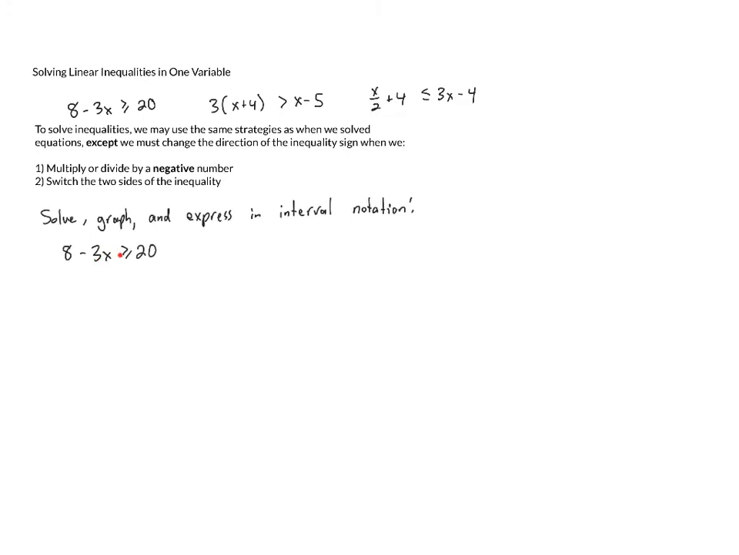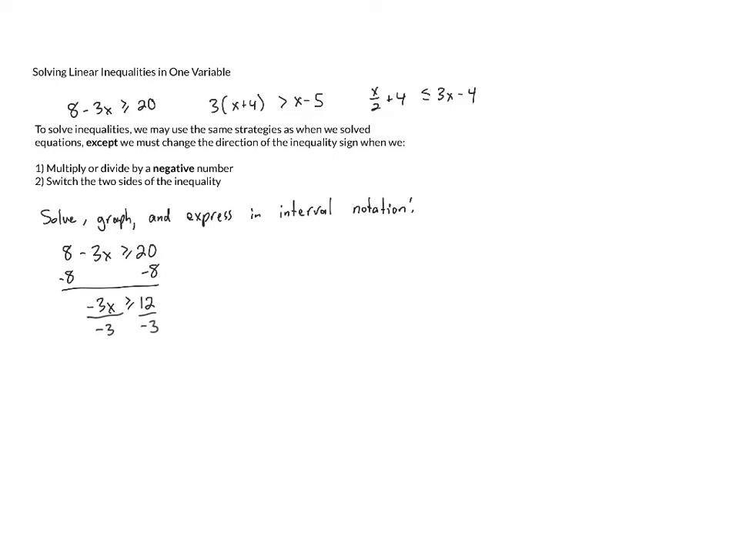We want to isolate the variable, just like we would in an equation, so we need to get this x by itself, which means we need to get rid of this constant term. To do that, we subtract 8 from both sides of the equation. When we do that, on the left, it leaves us with negative 3x, and that's greater than or equal to 20 minus 8 gives us 12. Now we need to get the x alone. To do that, we need to divide by the negative 3.